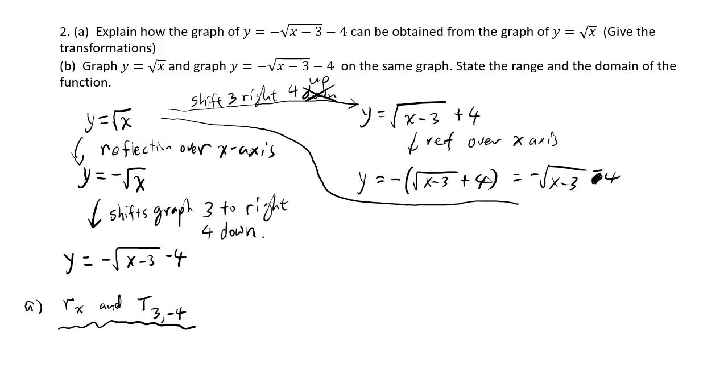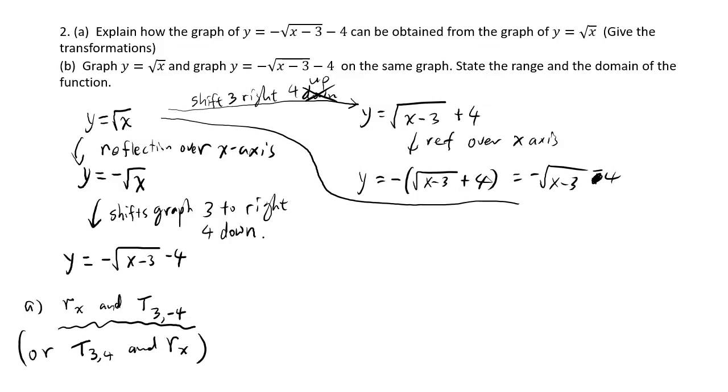But if you want to translate first, and then do the reflection, then that amounts to saying that you first translate 3 right, 4 up, and then reflect over the x-axis. That's another possible answer. Okay.